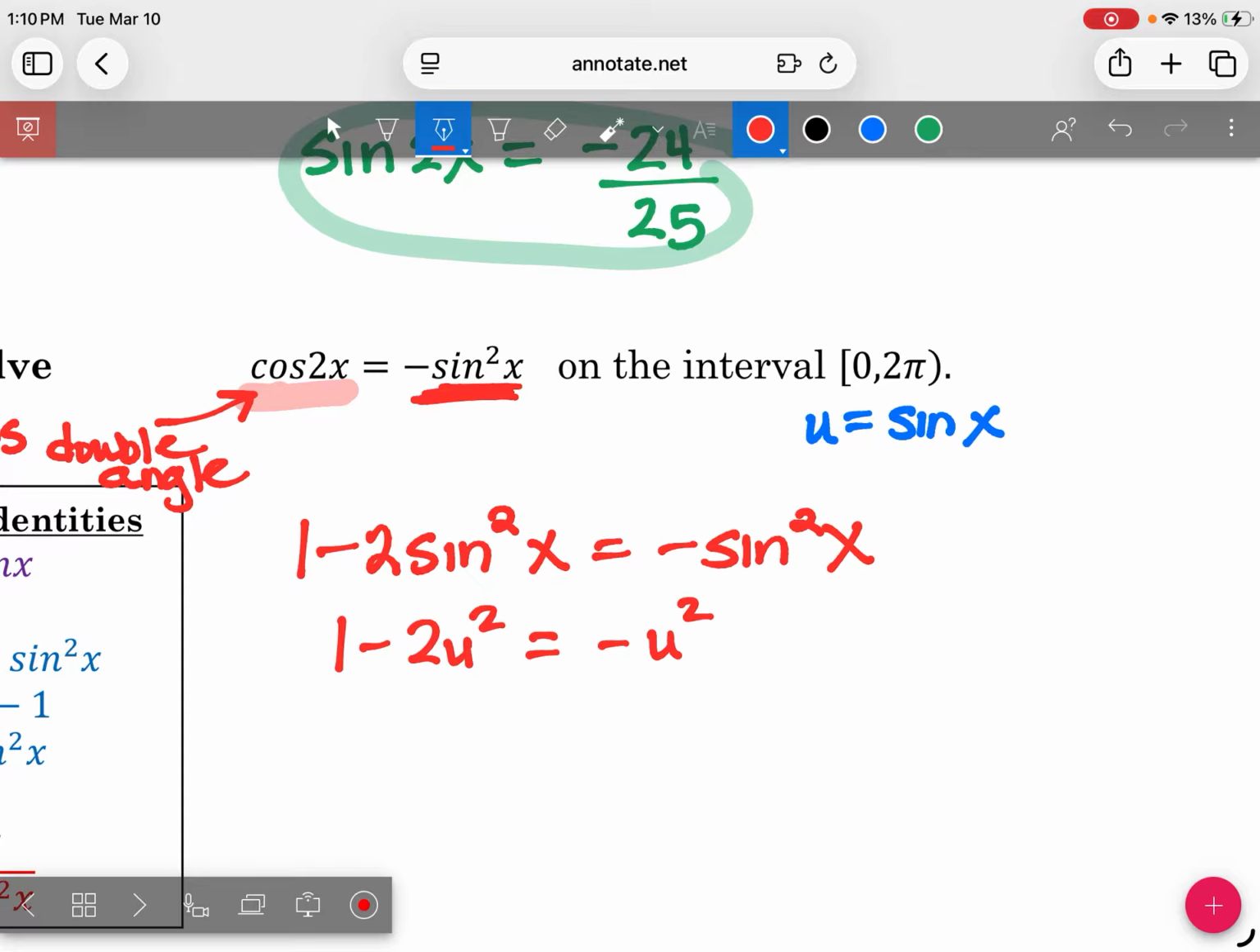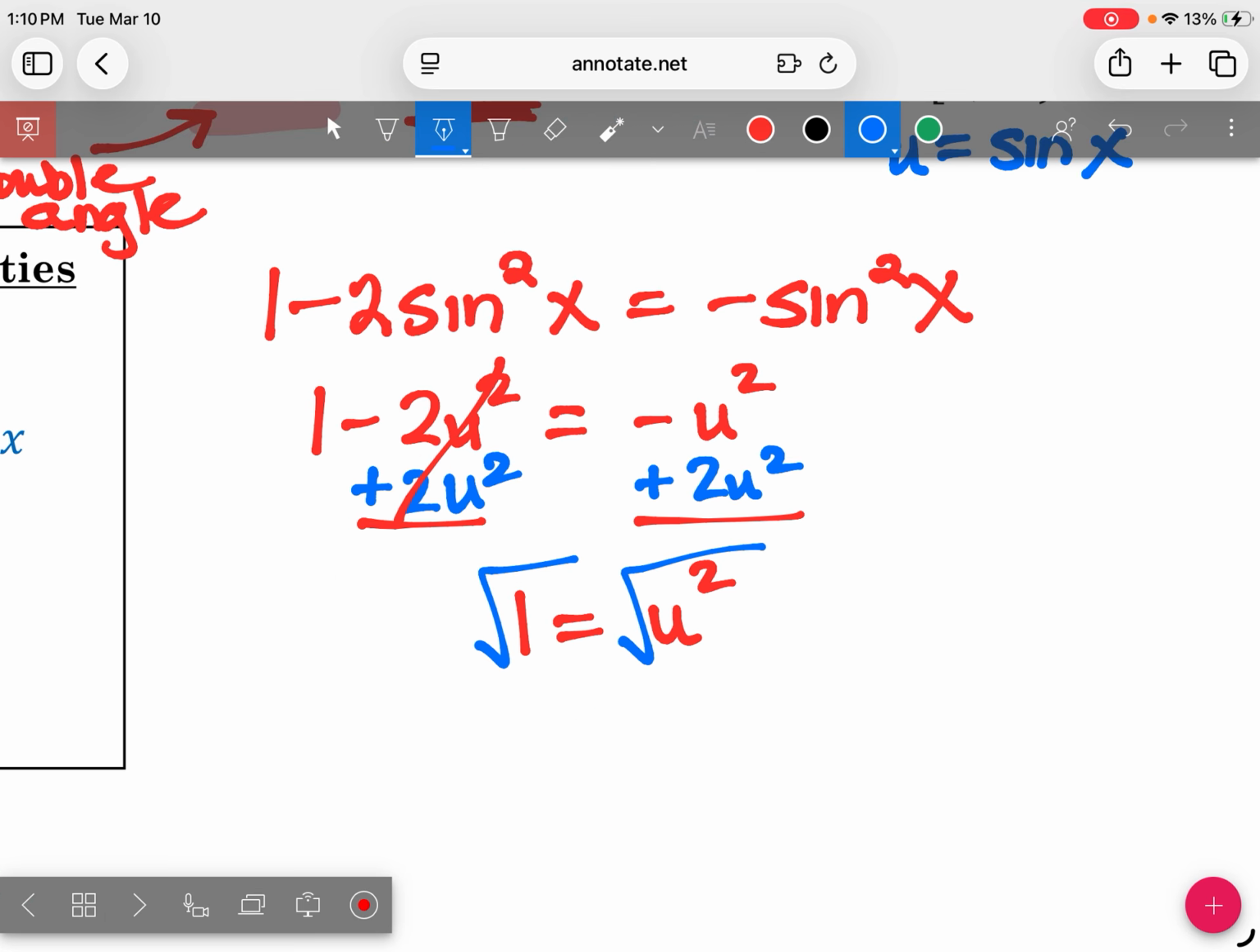Did you get plus and minus 1? Let's work through it. First thing I'm going to do is add 2u squared, which is going to give me 1 equals u squared. And then I'm going to take the square root. And don't forget, whenever you take the square root, it's a plus and a minus. So we get u equals plus and minus 1.